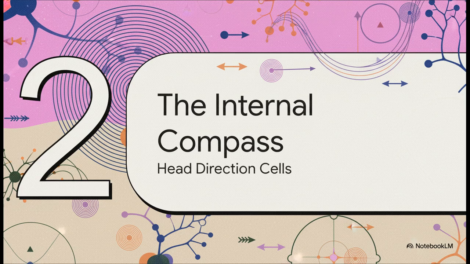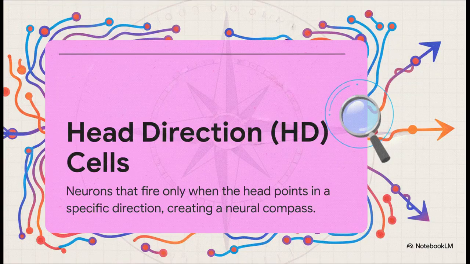All right. So the first piece of this internal navigation puzzle is what you can think of as the brain's internal compass. And it's built from this fascinating group of neurons called head direction cells. Now, head direction cells, or HD cells, they're pretty much exactly what they sound like. These are highly specialized neurons that fire like crazy, but only when your head is pointing in one very specific direction in the world. So, when you put all their activity together, the entire population of these cells gives you a continuous 360-degree neural picture of exactly which way you're facing.